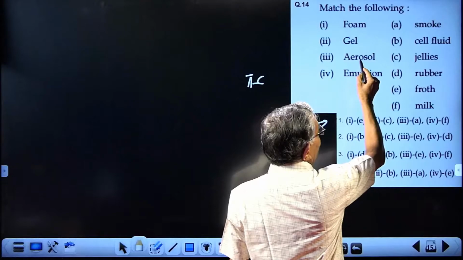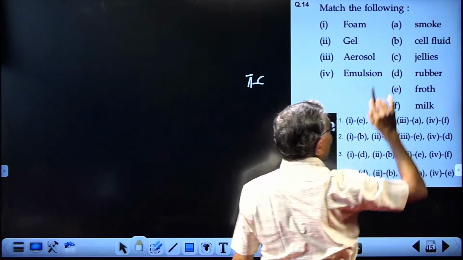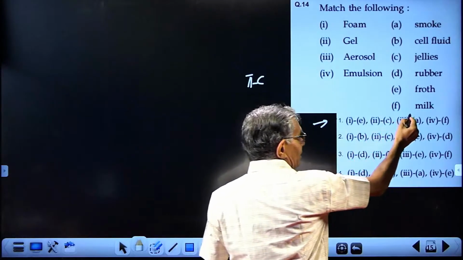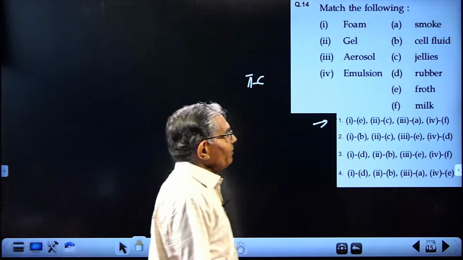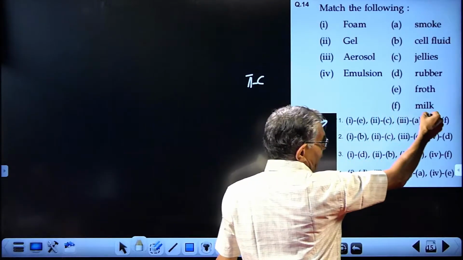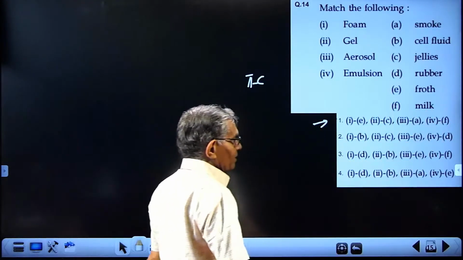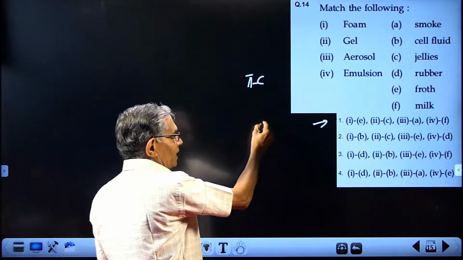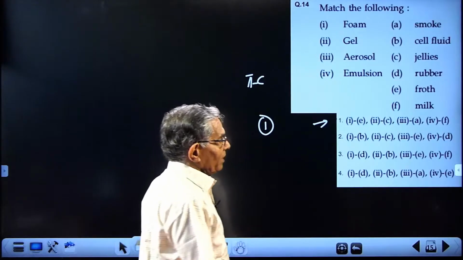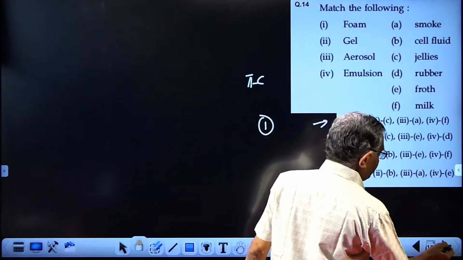Which one will be there? See, aerosol is actually smoke. 3A should be there. 3A is correct here, so we need not proceed further. Emulsion is actually milk, so 4F should be there, and that is given. So your answer will be 1. A rather very simple question from surface chemistry. Yes, so the answer is 1.